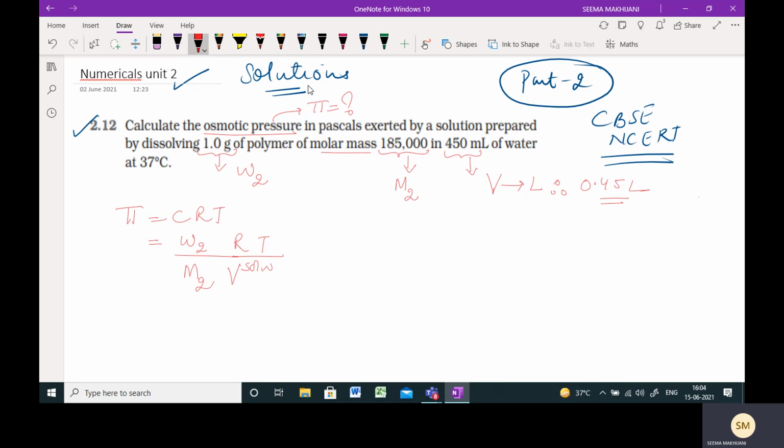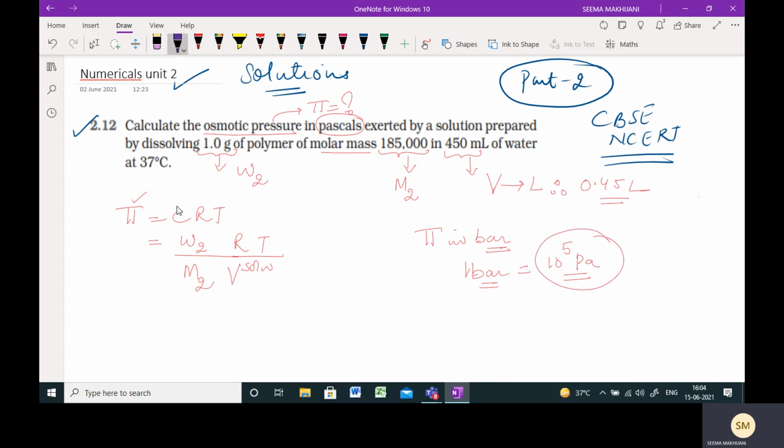Now the problem of the question is to find it in pascals. We are not doing that. I would be finding the pi in bar, number 1. Also, since 1 bar is equal to 10 to the power 5 pascals, we will convert the answer of bars by multiplying it by 10 to the power 5 and you will have your answer. So the easy way is: find the osmotic pressure in bar, and after finding it in bar, multiply it by 10 to the power 5.